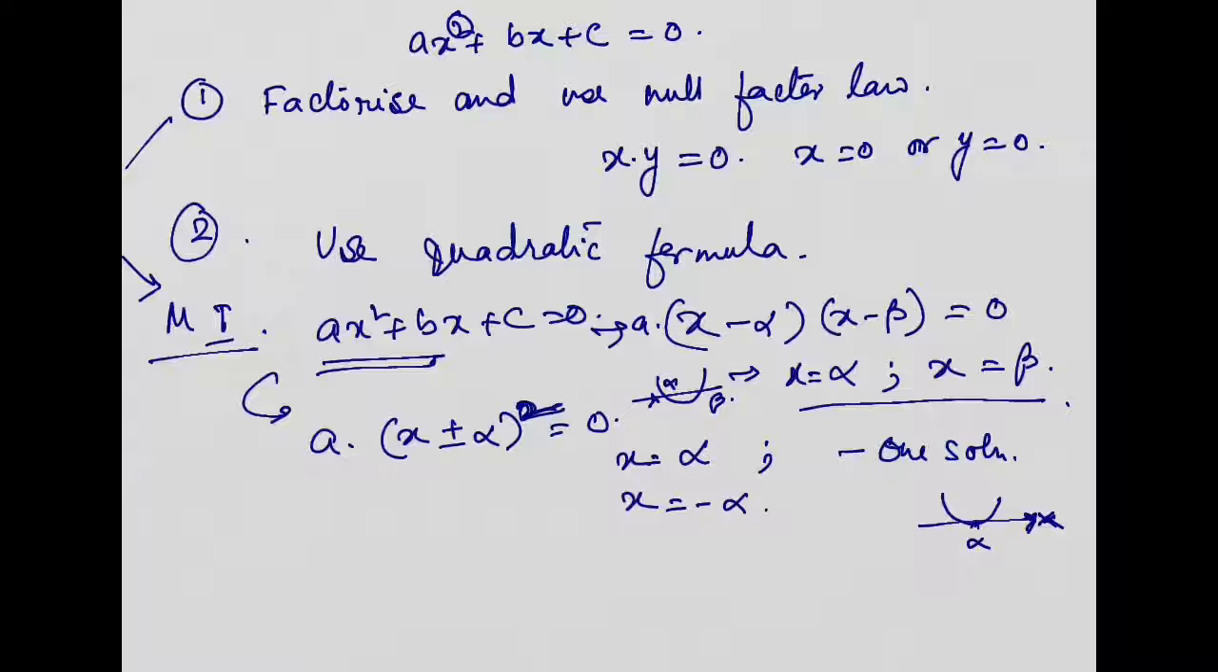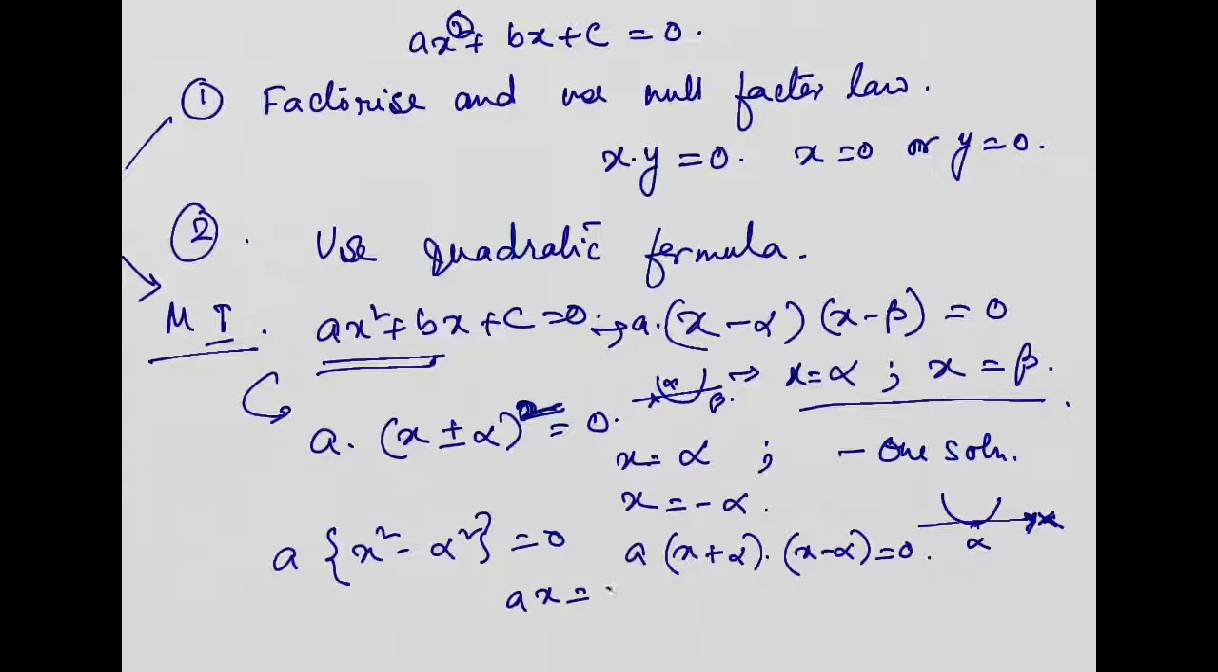Now, apart from that, when we cannot get a perfect square, we can use the difference of two squares. What is that? Taking a common, x squared minus alpha squared equals 0. So a times x plus alpha times x minus alpha equals 0. Then x equals plus or minus alpha. This kind of expression can also be used to find the solution of a quadratic equation. Now, let us take some examples to solve.